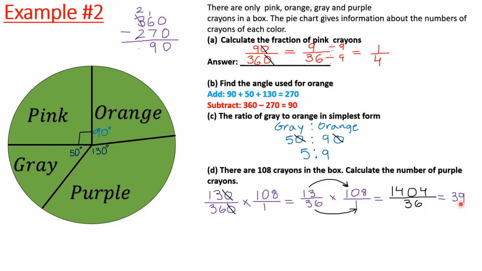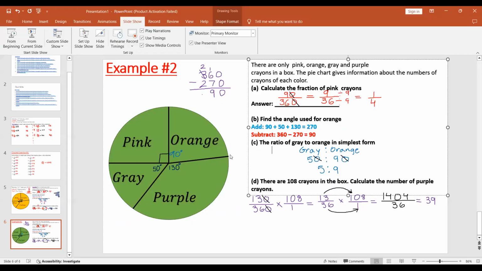So the answer right here is 39. Okay, so I need Amarnik. Amarnik, can you explain how we got our answers, from A to D?